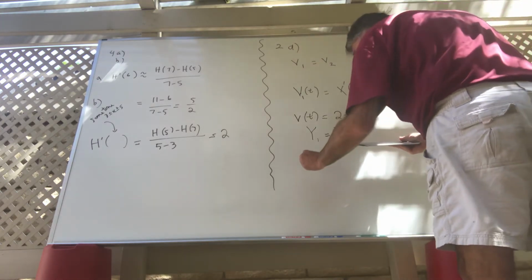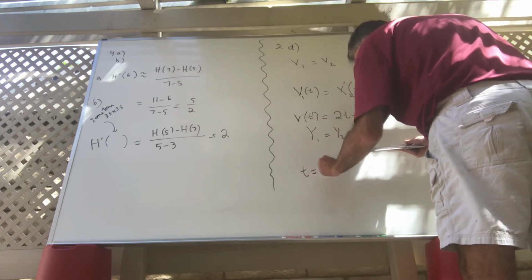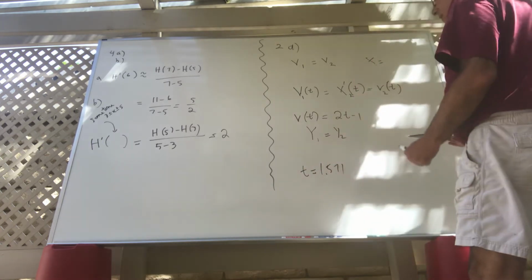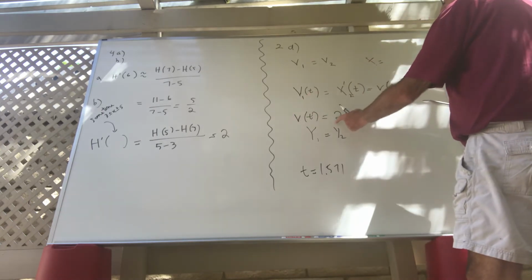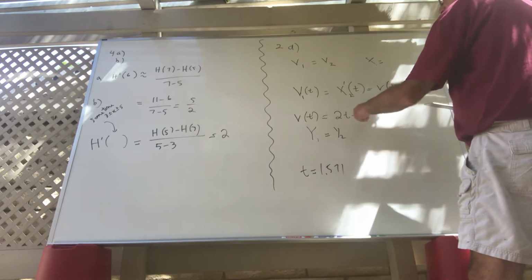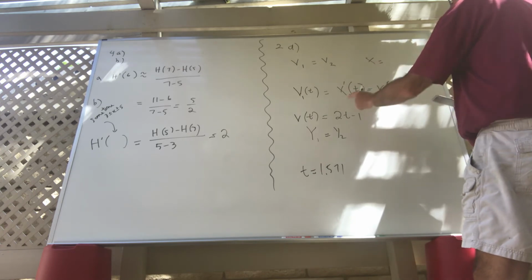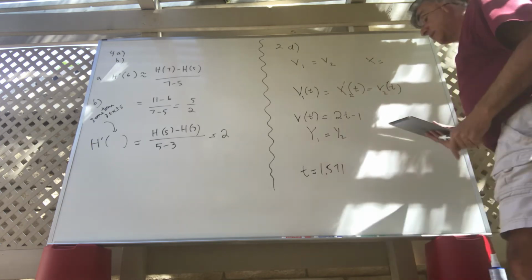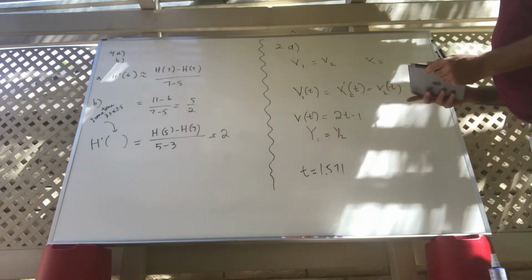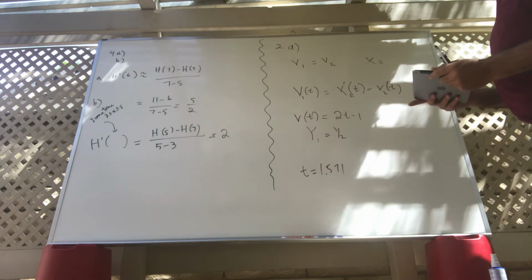They actually intersect at t equals 1.571. That's when that original v would intersect with the 2t minus 1. Now you had to figure that out because they gave you the displacement, and just be aware that the derivative of displacement is velocity. And then just double checking back on number 2.